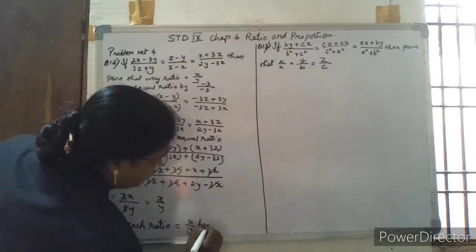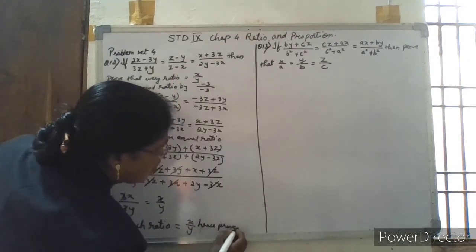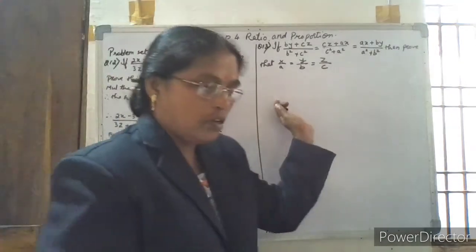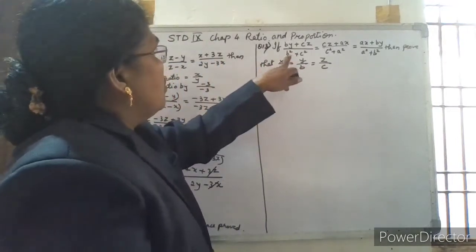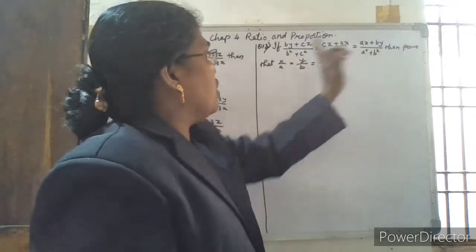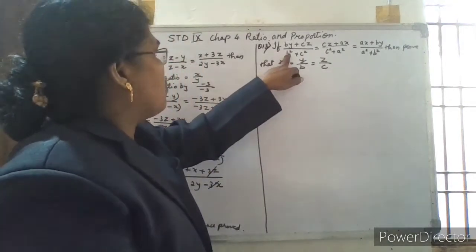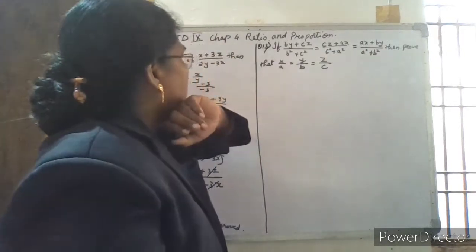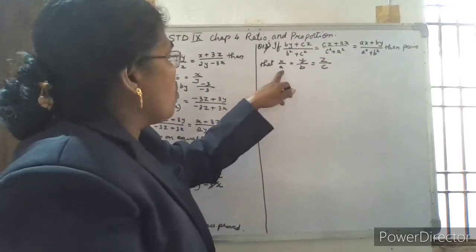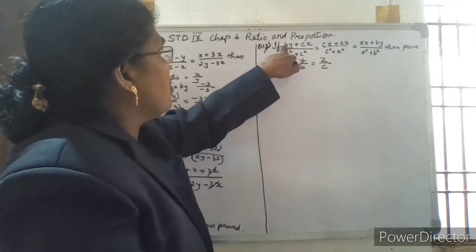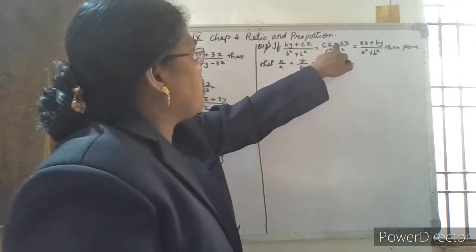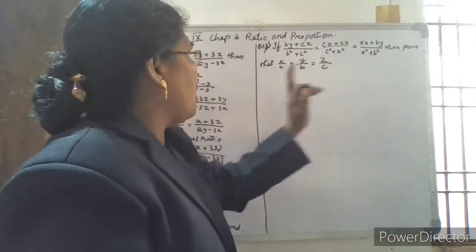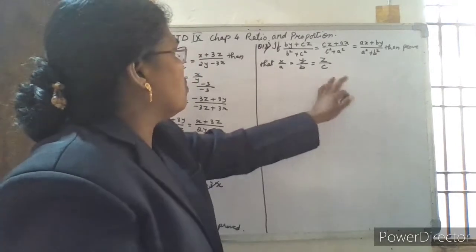Hence proved. Now let us go with this last question of this problem set. Look at this question. These three ratios are given. The denominators are b squared plus c squared, then c squared plus a squared, then a squared plus b squared, in this form. So here, (cy plus bz) upon (b squared plus c squared) is equal to (az plus cx) upon (c squared plus a squared) is equal to (bx plus ay) upon (a squared plus b squared), in this form. Then prove that each ratio is equal to this.